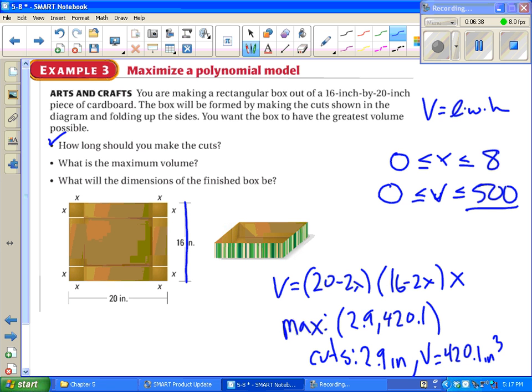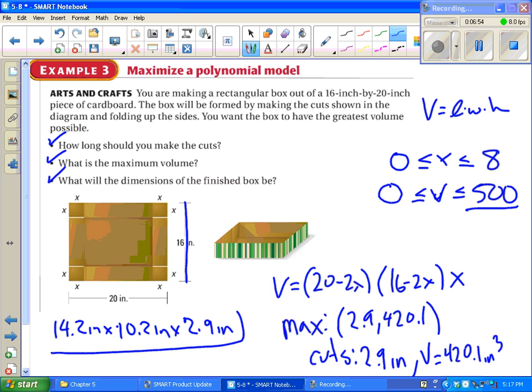And that answers all our questions. How long should we make the cuts? What's the maximum value? And we still need to answer this guy. What are the dimensions? So then we just plug in our numbers. And we get something like so. And this is a great example of a real-world math problem where you've got physical constraints, but you want to maximize some number. In this case, we want to maximize how much space a box can have.